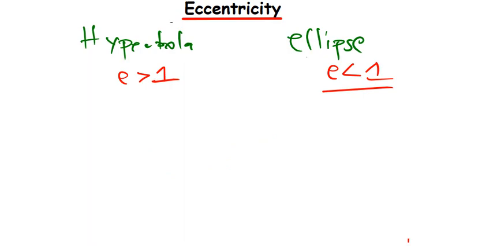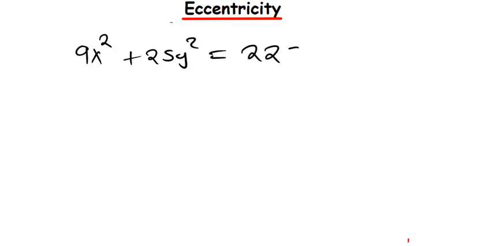I think let's look at some examples here. Assume you're given, let me start with, let's say we have 9x squared plus 25y squared is equal to 225. So determine the eccentricity of this shape.